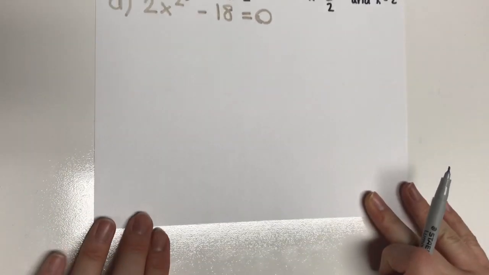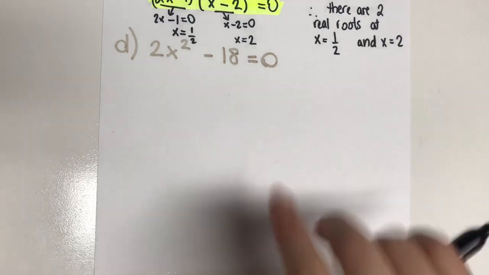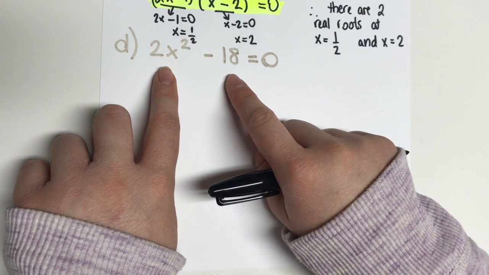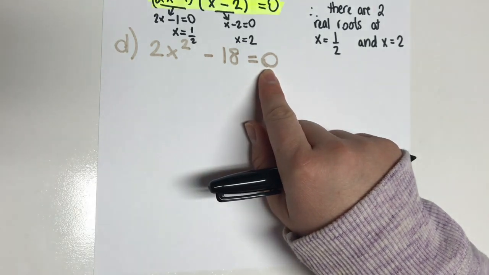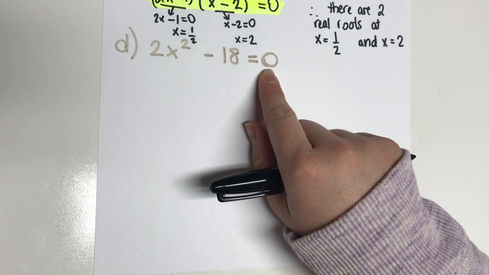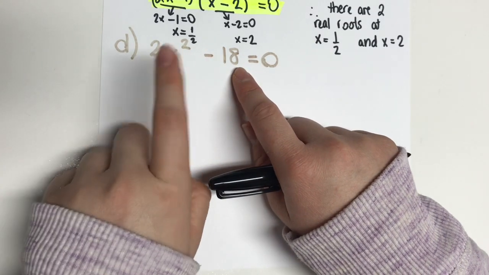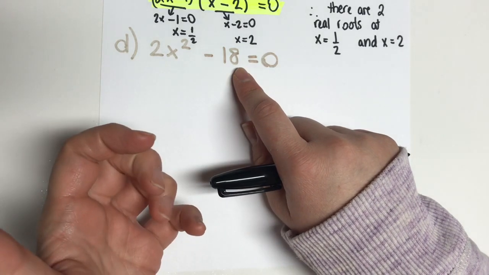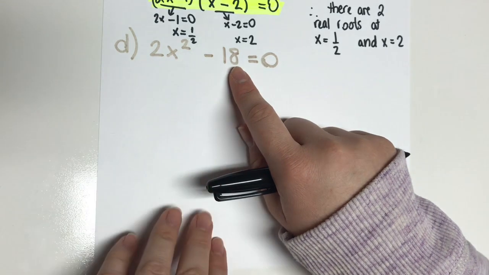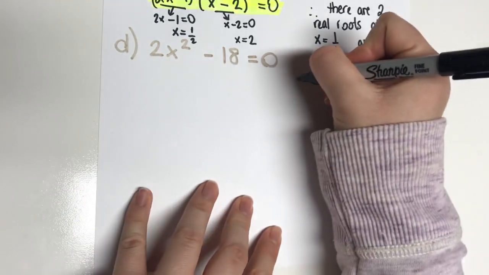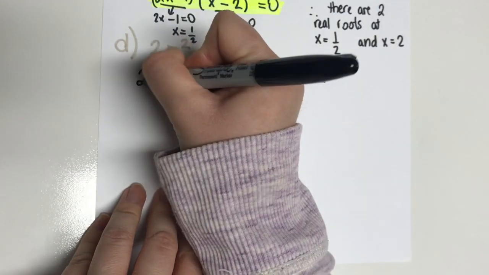Last example. Here, you'll notice it looks a little bit different. It says 2x squared minus 18 equals 0. So in this case, I don't have a middle term. So I'm going to ask myself, okay, well, can I common factor? I notice that 2 goes into 2 and 2 also goes into 18. So I'm actually going to common factor my GCF of 2. I'm going to bring it out.